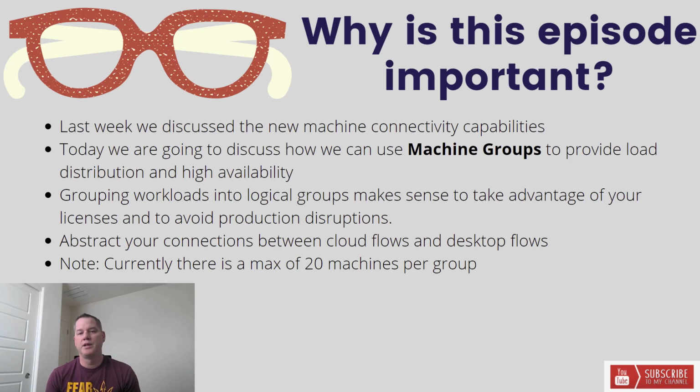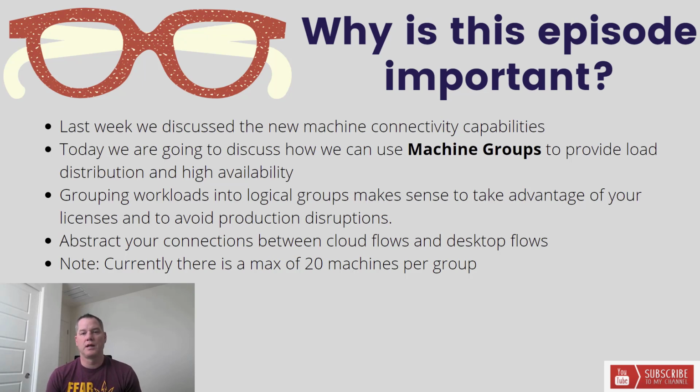Now, why would you want to use this? You can group your workloads into logical groups that make sense to take advantage of your licenses and avoid production disruptions. So what does that mean? This is more apparent when it comes to unattended workloads. When you have an unattended license, that essentially becomes a machine or a node in your environment that you can route traffic to and have it run in an unattended fashion.